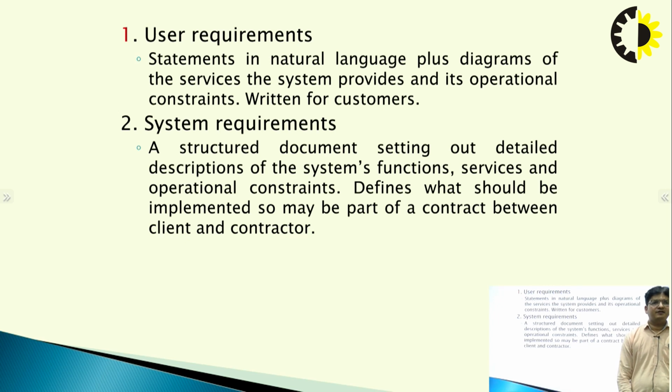Next is system requirements, a structured document that sets out the detailed descriptions of the system functions, services and operational constraints. It defines what should be implemented, so that it may become a part of the contract between the client and the contractor, or the developer side, or the software company. System requirements themselves are derived from the user requirements. So, whatever the requirements of the users are, the system requirements will be there accordingly.